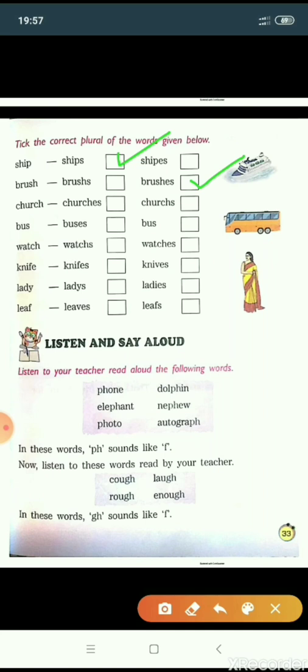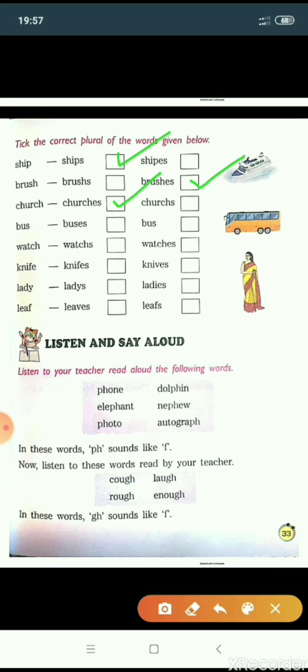Then the next word is church. Here also the last letters are CH. And as per the rule, if the last letters are CH, we have to add ES to make its plural. So the correct answer is churches.